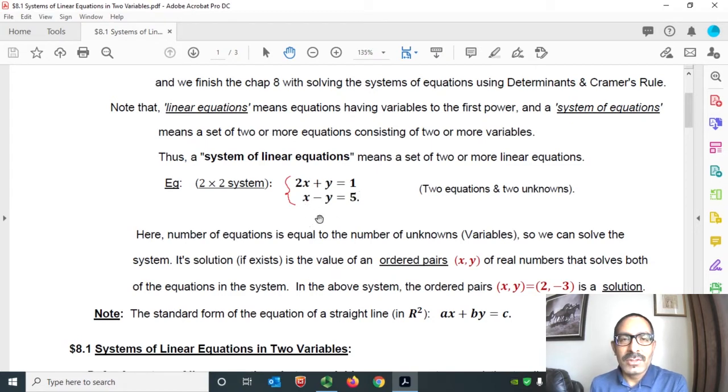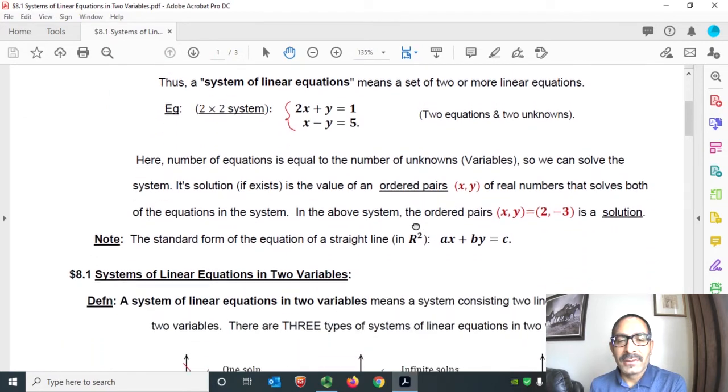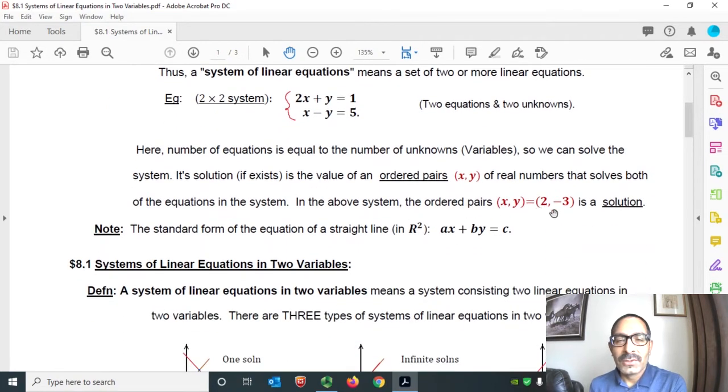The solution of the system, if it exists, is the value of an ordered pair (x, y) of real numbers that solves both the equations in the system. In the above system, the ordered pair (2, -3) is a solution. We can verify immediately. Put x equals 2 and y equals -3. So this ordered pair satisfies both of these equations.